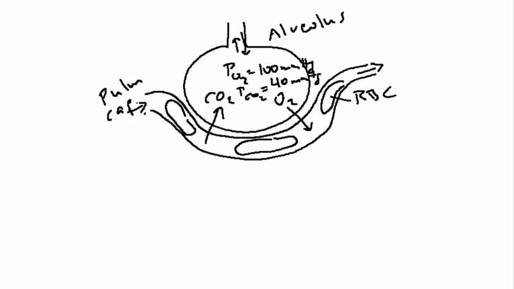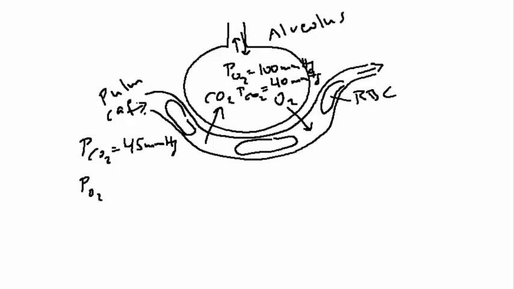The blood coming in the pulmonary capillaries has a high partial pressure of carbon dioxide, about 45 millimeters of mercury. So 45 wants to go down to lower pressure, 45 to 40. That's why carbon dioxide diffuses from the pulmonary capillary into the alveoli.